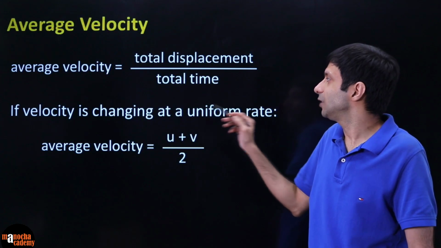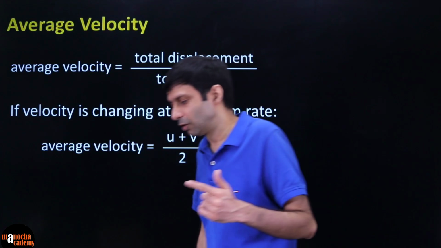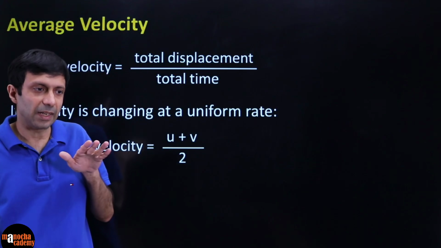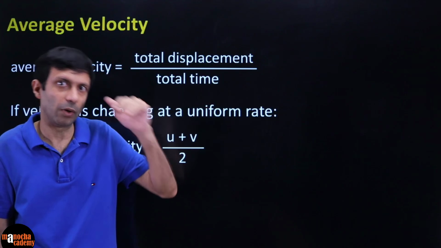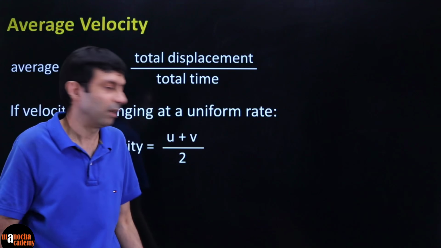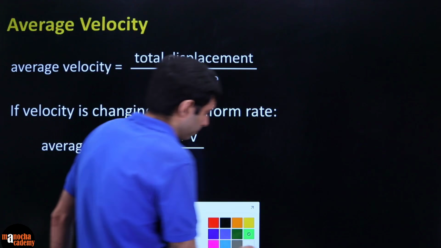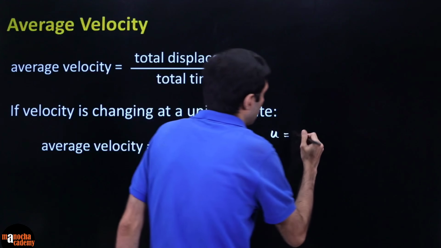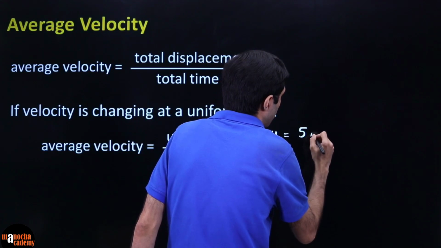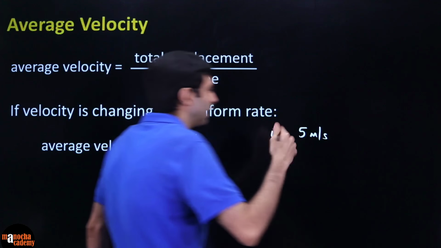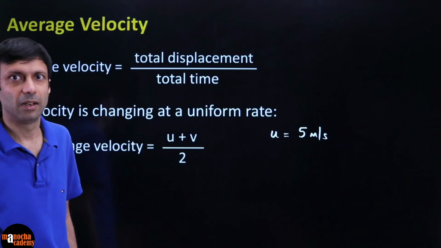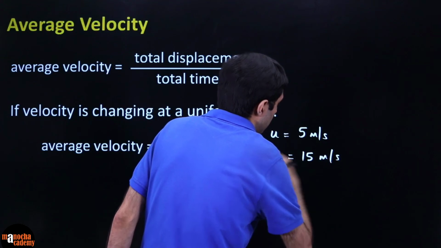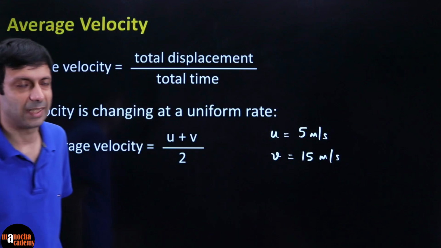Now if the velocity is changing at a uniform rate, so let's say some car or vehicle is increasing its velocity at a uniform rate. Let's take an example. Initial velocity we denote by u. Let's say initially the car was traveling at 5 meters per second and it keeps increasing its velocity to 15 meters per second, over the course of 10 or 20 seconds.